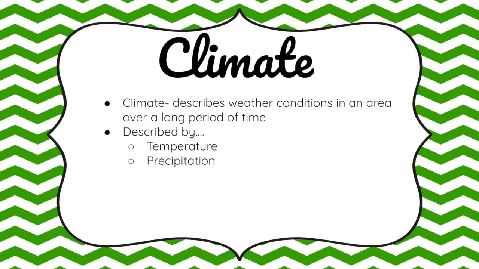All right, so those are the different components of weather. Now, oftentimes people will use the terms weather and climate interchangeably. They are not actually interchangeable. They are different. Climate is going to describe the patterns of weather over a long period of time, whereas weather is going to talk about specific days or specific hours in the day. So weather is going to be a lot more specific to a specific time, whereas climate is going to be over a long period of time. And climate's only going to be described by two things, and that's temperature and precipitation. It's not going to be described by anything besides those two.